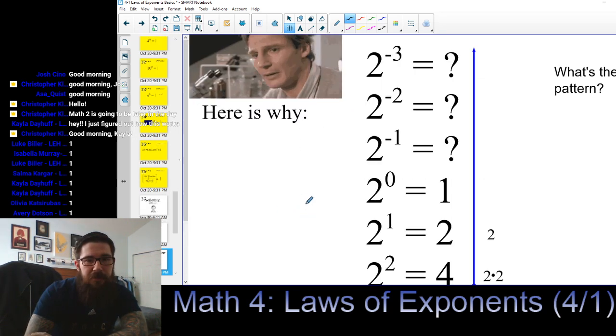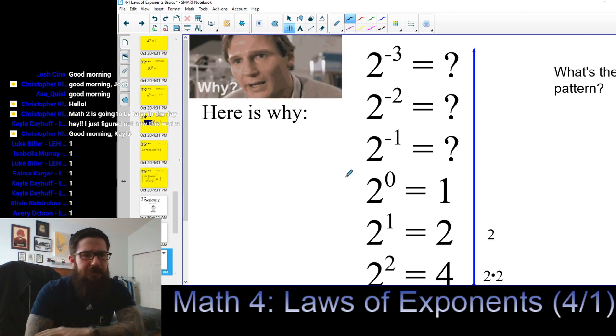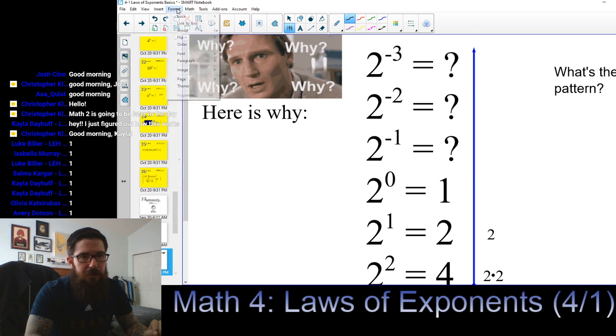Okay, let's actually use it. Spacing on here is a little weird. Let me try making this a little cleaner.